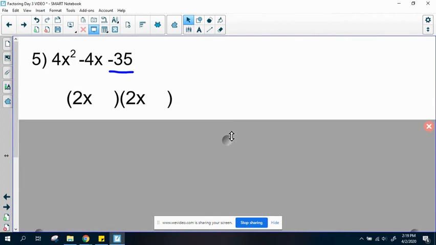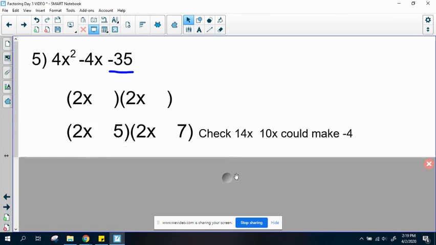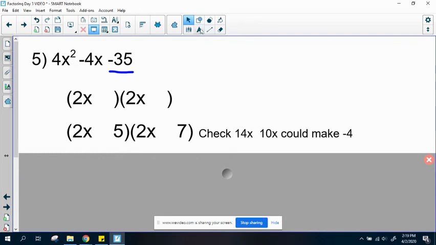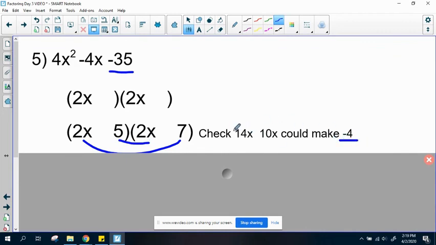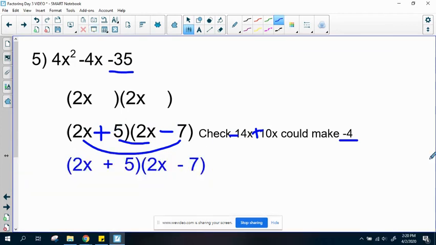And how can I get 35? You're probably thinking 5 times 7. That's the most common way to do that. Okay, so then I would check it. 2 times 7 is 14, and 5 times 2 is 10, and I'm trying to make a negative 4x. So that would work if negative 14 plus 10. So negative 14 came from the 2 times 7, so this is negative, and 5 times 2 is 10. This is positive, and I happen to get it on the first try, which sometimes works out.